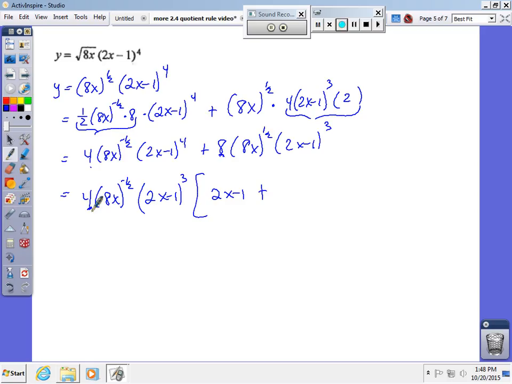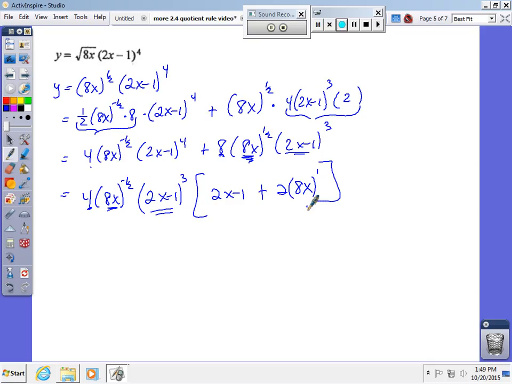8 divided by 4 is a 2. An 8x to the 1/2 and an 8x to the negative 1/2. Subtract the exponents. So that's going to be an 8x to the first. And then the 2x minus 1 cubed, these two simplify out.